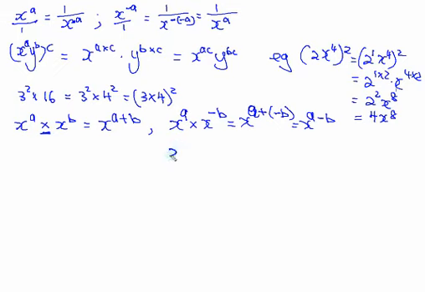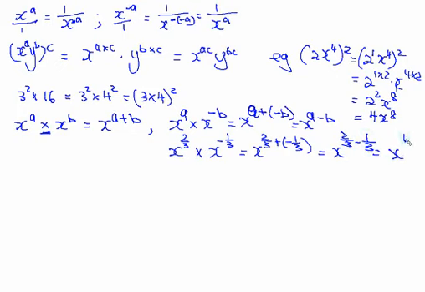Okay, now let's say I have x^a where instead of a whole number, it's a fraction. Let's say x^(2/3) times x^(-1/3). So this is equal to x to the power of 2/3 plus minus 1/3, since multiply means plus. So positive times negative becomes negative 1/3, and this becomes x^(1/3).